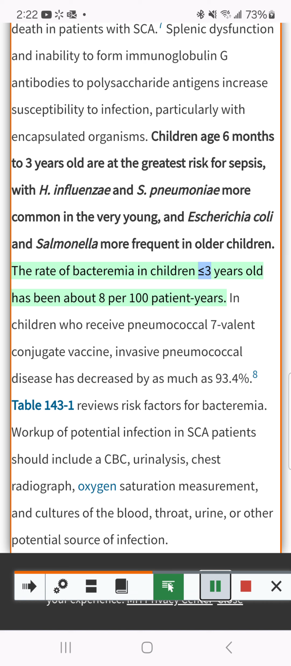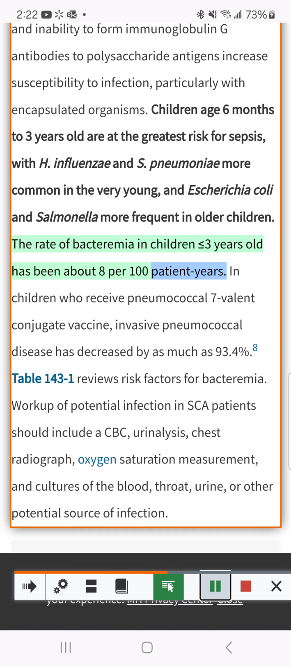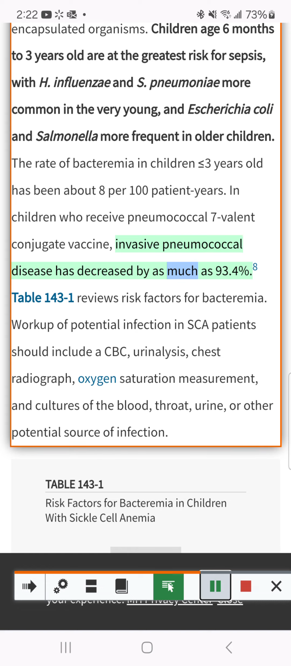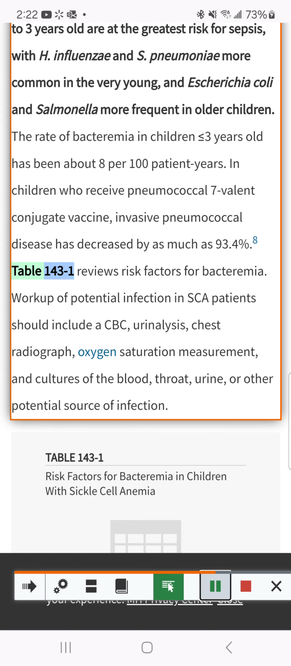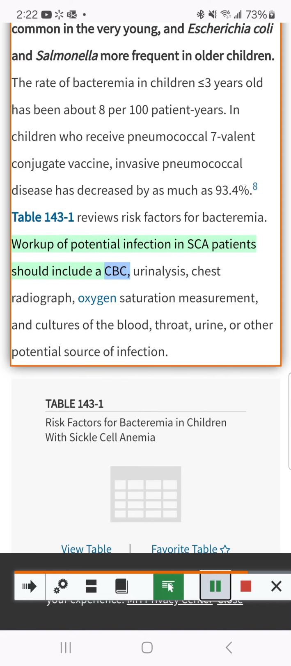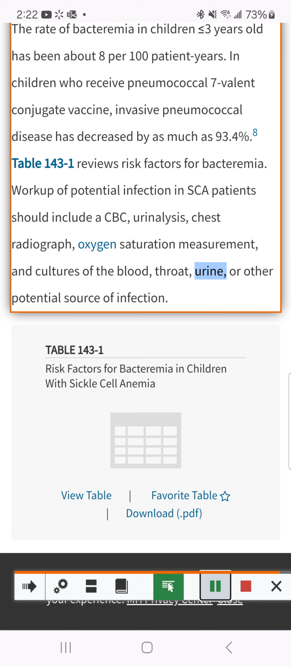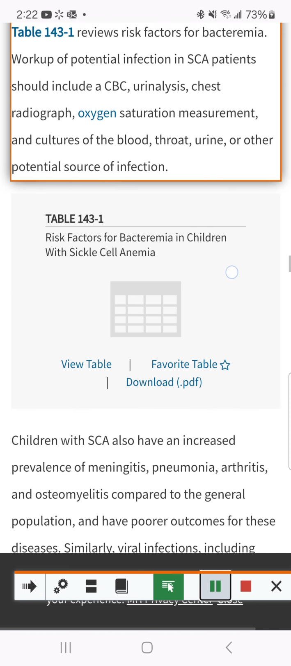The rate of bacteremia in children less than or equal to 3 years old has been about 8 per 100 patient years. In children who receive pneumococcal 7 variant conjugate vaccine, invasive pneumococcal disease has decreased by as much as 93.4%. Table 143-1 reviews risk factors for bacteremia. Workup of potential infection in SCA patients should include a CBC, urinalysis, chest radiograph, oxygen saturation measurement, and cultures of the blood, throat, urine, or other potential source of infection.